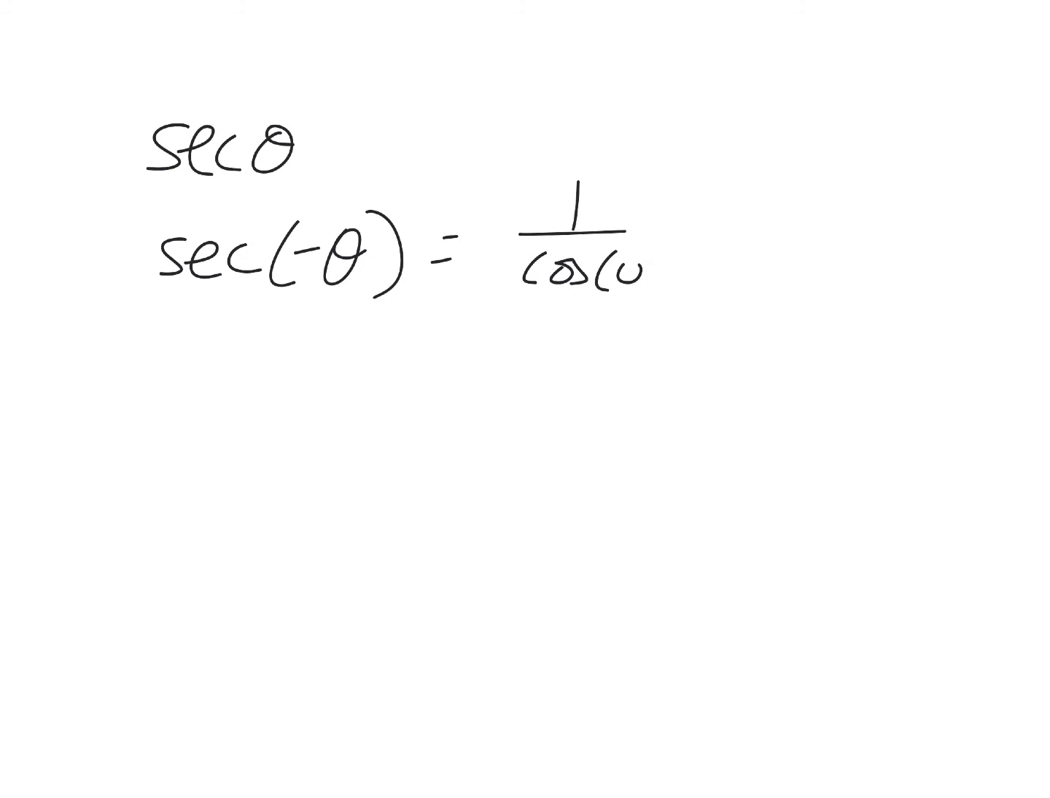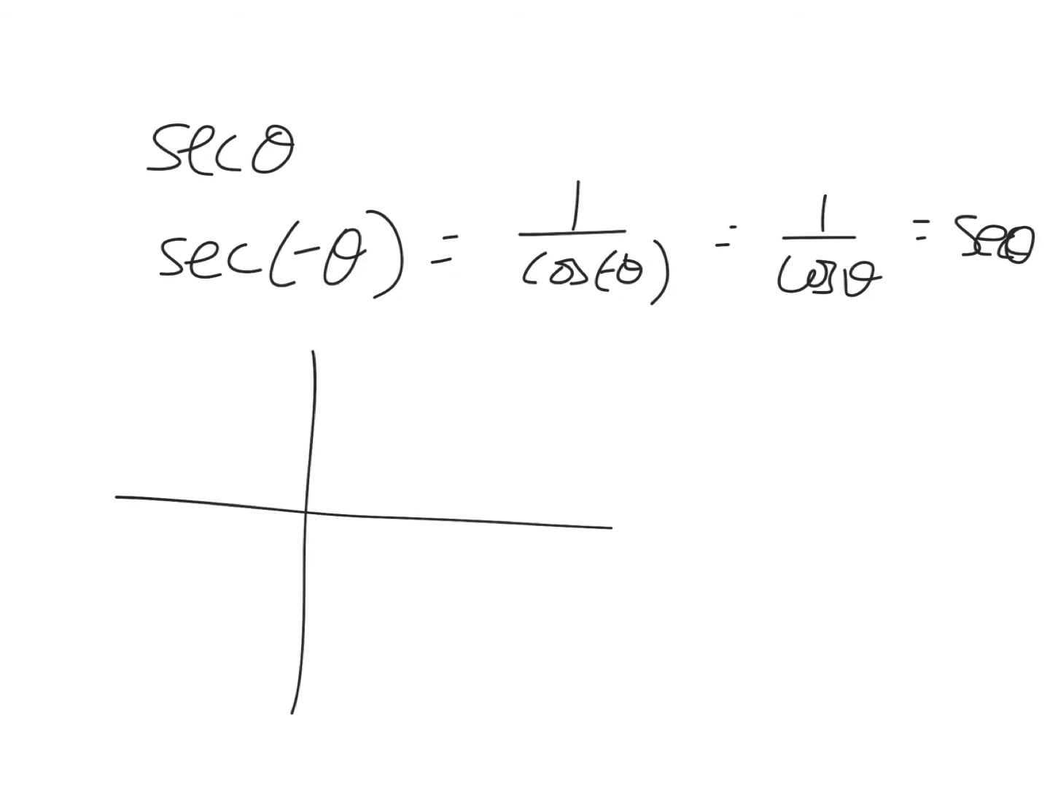So let's prove that the secant function is even. If we're going to try to prove secant theta is even, that means we're putting in negative theta everywhere we see it. And therefore, when we do that, secant's reciprocal is 1 over cosine. And we know that cosine's an even function. So therefore, negative theta is going to get us 1 over cosine. And therefore, we are back to secant.